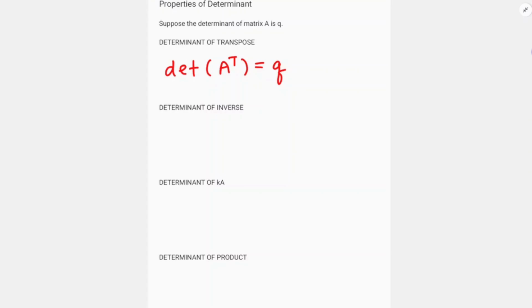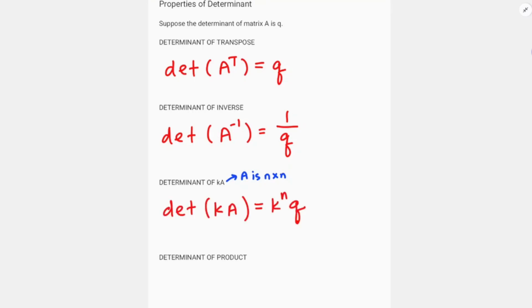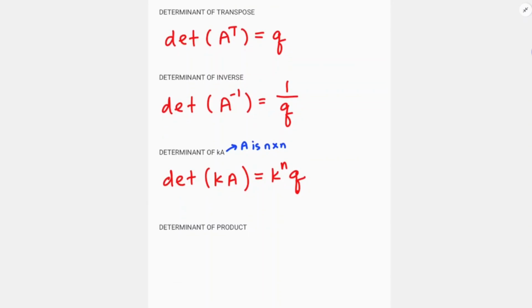The determinant of the inverse of A is 1 over the determinant of A. If A is not invertible, if A inverse doesn't exist, that's because A is singular and the determinant is 0, so it makes sense that the determinant would be 1 over 0. It doesn't exist, because the inverse doesn't exist. The determinant of K times A: we would need to know the dimensions of matrix A, so suppose A is n by n. Then the determinant of KA will be the determinant of A multiplied by K to the nth power.